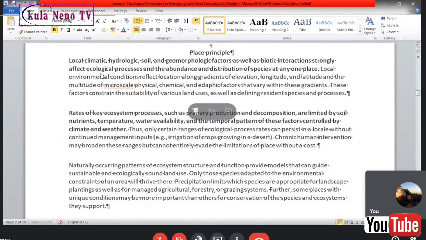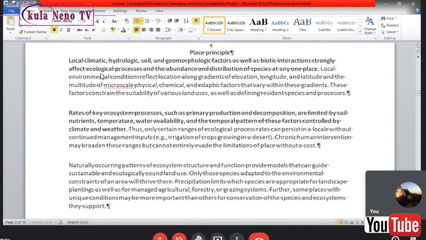And because it's different, that means even the rate of key ecosystem processes, such as primary production, decomposition, etc., are limited, controlled or influenced by the particular parameters or variables, abiotic or biotic, found in that place. Whatever is happening there, they control it, okay? And remember, it is different for every place.